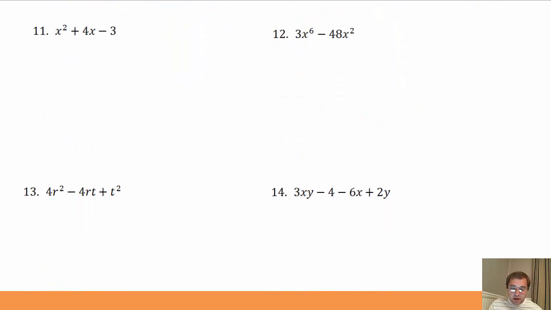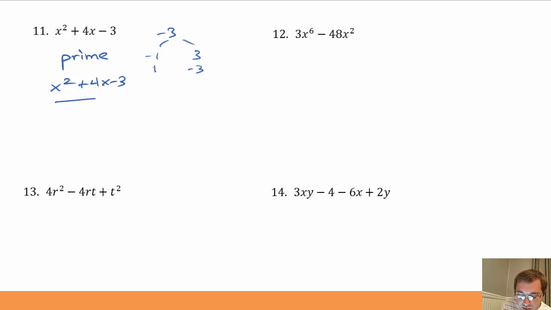Number 11, x squared plus 4x minus 3. Alright, greatest common factor is 1, so I take the last number, -3. I find factors of -3 that will add together to give me 4. Factors of -3 would be 1 and 3, and I could take -1 and +3, or +1 and -3. But that's it. Well, -1 plus 3 is 2, and 1 plus -3 is -2. Neither one of those is +4. So what do I do? Well, that just means that it is prime. Cannot be factored any further. So my answer is just the original problem, x squared plus 4x minus 3.